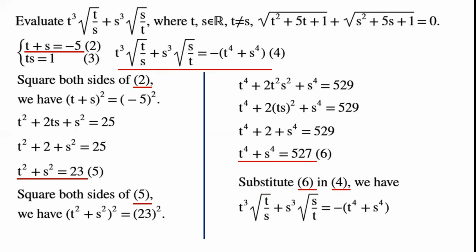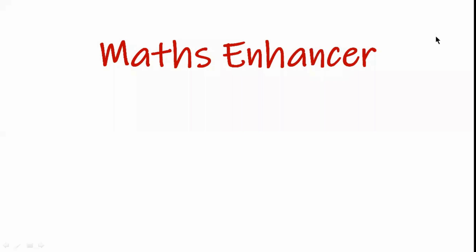Substitute equation 6 in equation 4. We have t cubed times root of t over s plus s cubed times root of s over t equals minus t to the power of 4 plus s to the power of 4, which is equal to minus 527.